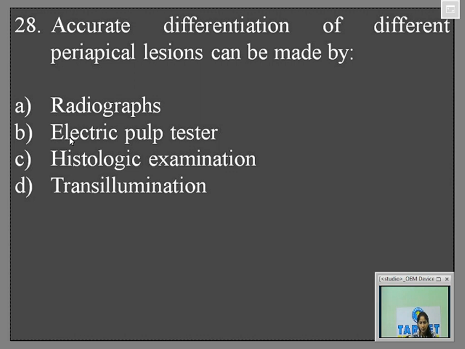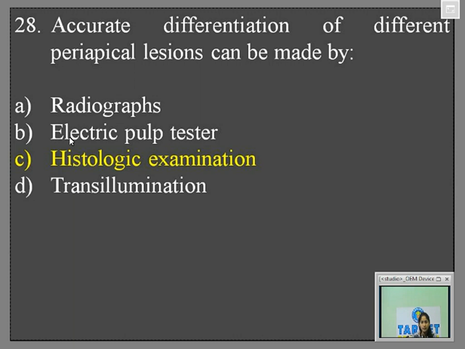Accurate differentiation of different periapical lesions can be made by? Yes, very logical question. Accurate differentiation, or I would say gold standard for any diagnosis, is your biopsy or histologic examination. The 27th question, yes, it's Wharton projection.